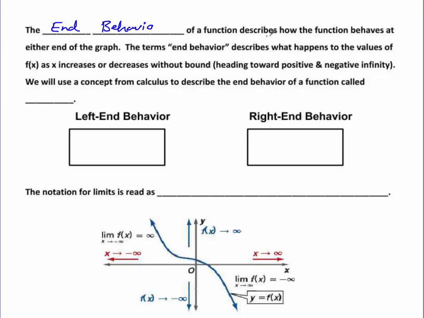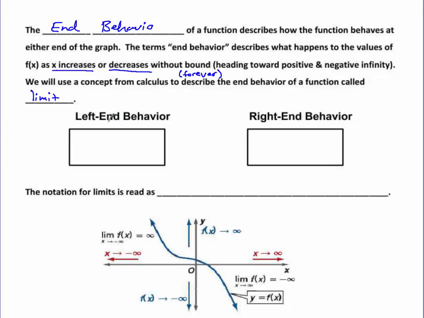Okay, the end behavior of a function describes how the function behaves at either end of the graph. The term end behavior describes what happens to the values of f of x as x increases or decreases without bound. And that just means forever heading towards positive or negative infinity. So we're going to use a concept from calculus to describe the end behavior of a function, and that concept is called a limit. Okay?